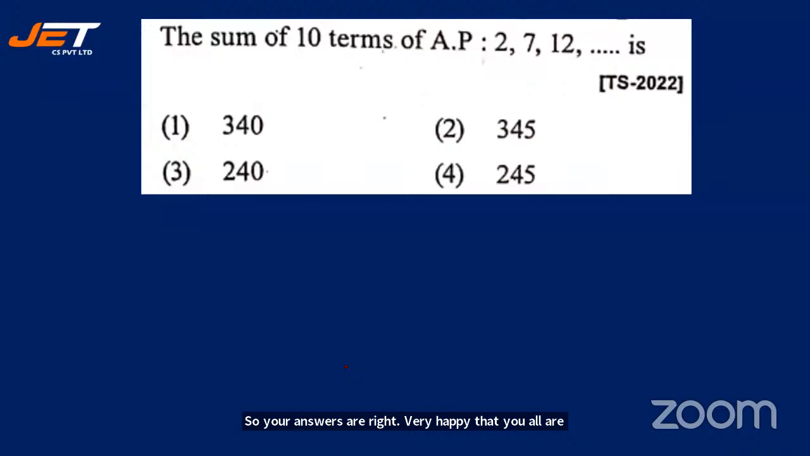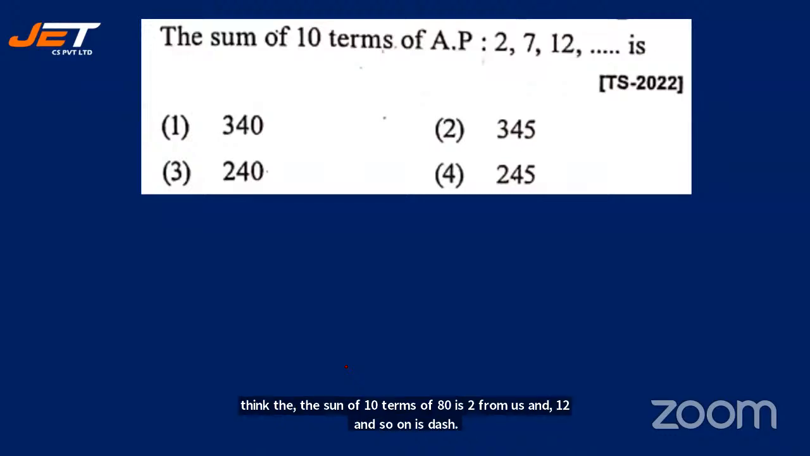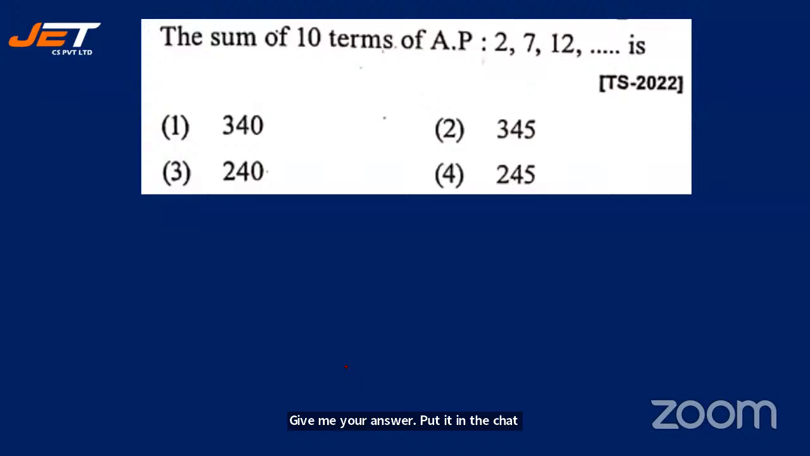The sum of 10 terms of the AP 2, 7, 12 and so on is dash. Work it out. Give me your answer. Put it in the chat box. 1 full minute time can be taken for this. All right, students, because a series is given. It's very simple, isn't it? You know the value of a, you know the value of d. You just need sum of n terms. All right, so quickly work out and give me your answers. 1 full minute is given to you.